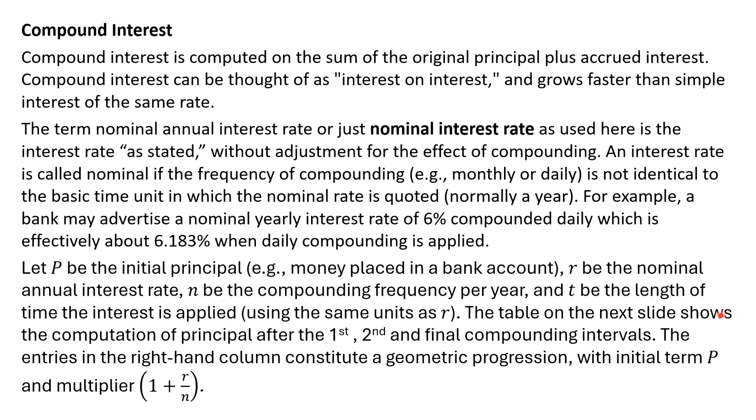The table on the next slide shows the computation of principal after the first, second, and final compounding intervals. And I'll explain this again when I get to the next slide. The entries in the right-hand column constitute a geometric progression with the initial term P and multiplier 1 plus R over N. It's the annual interest rate divided by N, the number of compounding frequencies per year. Okay, so that's a bit to take in. We'll go through this more formally on the next slide and then some examples.